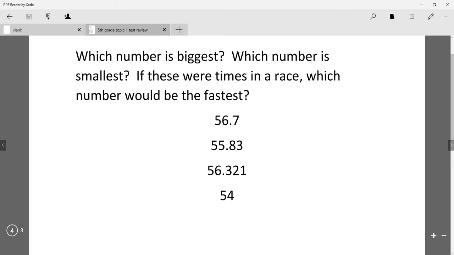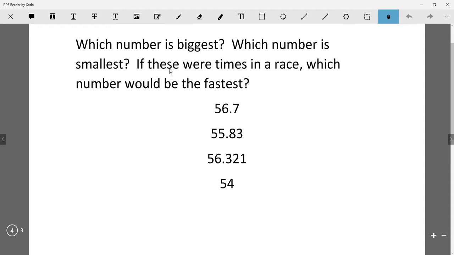Alright, so today we are going to go over comparing numbers, including decimals, figuring out which one's biggest, which one's smallest, and I just included in here, if these were times in a race, which number would be the fastest. Just because a lot of questions for some reason ask about the fastest in a race, and I just want to clarify that the fastest time in a race is always the lowest time, right?